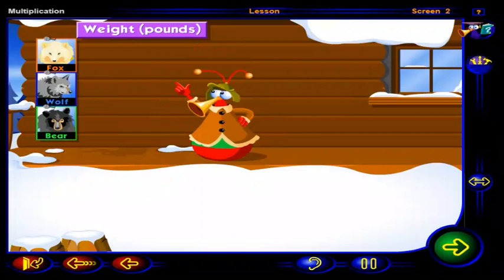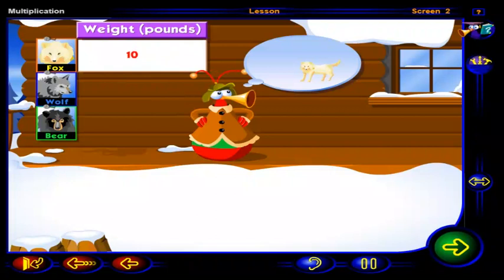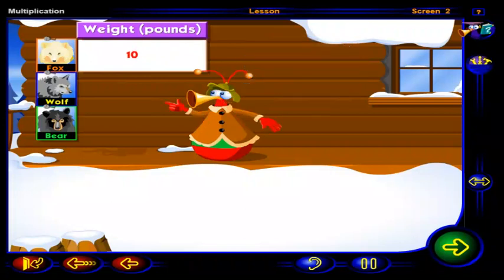Click on the picture of the Arctic fox. This Arctic fox weighs about 10 pounds. Well, the Arctic fox isn't very heavy. The gray wolf looks bigger. How much does it weigh? Click on the picture of the gray wolf.